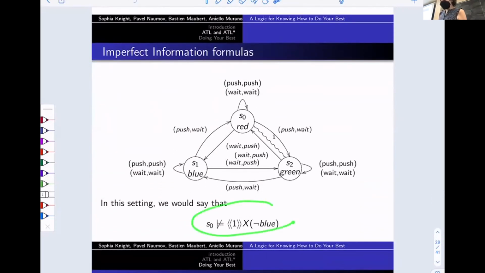So if we have imperfect information, we'd say starting from S0, agent 1 can't make blue false at the next state because they don't know whether they're in red or green. So they don't know basically whether to push or wait if they want to prevent blue from coming true. If they had perfect information though, they could prevent blue from coming true. Does that make sense, that difference? Okay.